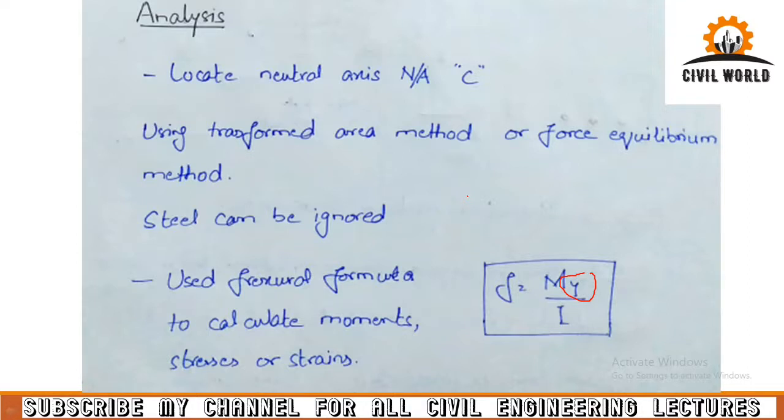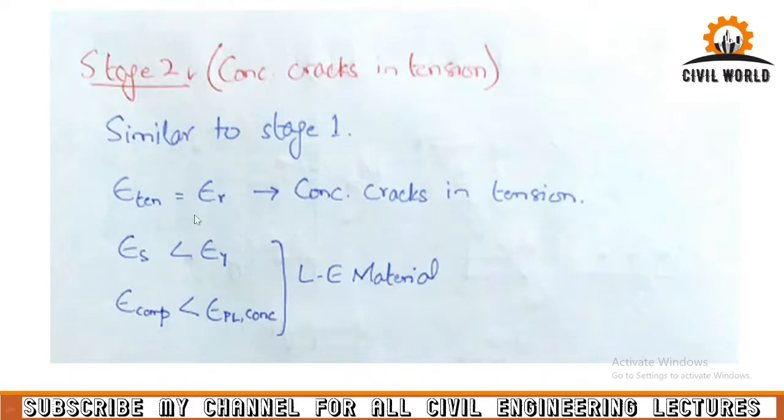Okay, so your tensile strain in concrete is now equal to the cracking strain. Your tensile strain in steel is still less than its yielding strain, and the compression strain in concrete is still less than the proportionality limit strain of that particular concrete. So they are in linear elastic behavior, and you can still use Hooke's law to calculate your stresses using these strains.